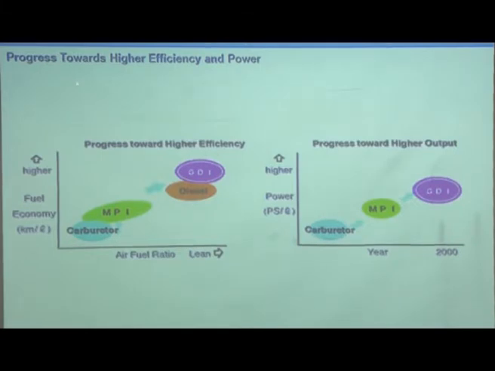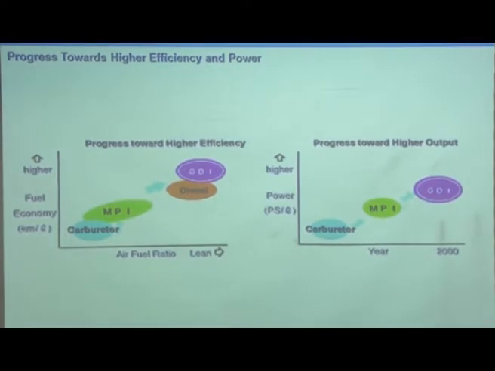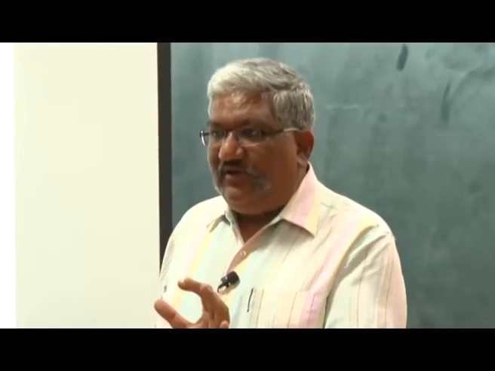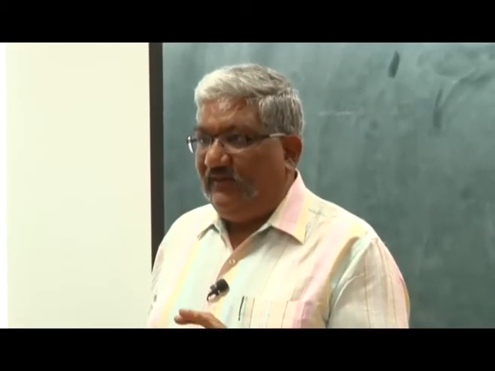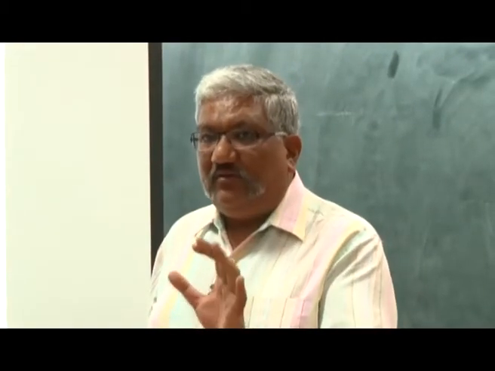This figure shows how progress is made towards higher efficiency and power. Here you see this is air fuel mixture and this is fuel economy. So you are going up, you are becoming more fuel efficient. The carburetor engine is right here, so it is dealing with rich mixtures and giving very poor fuel economy. This is where the MPFI engine is, relatively leaner and with relatively higher fuel economy. Today in the world the trend is that you want to burn mixtures very lean. A leaner mixture will have greater combustion efficiency and the thermodynamic cycle will be closer to the ideal cycle.